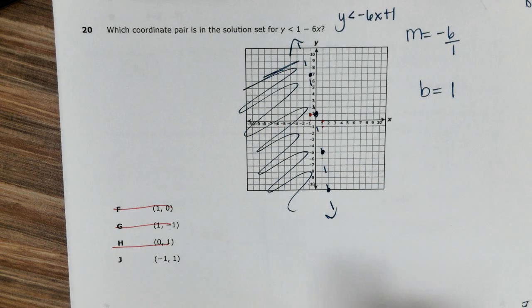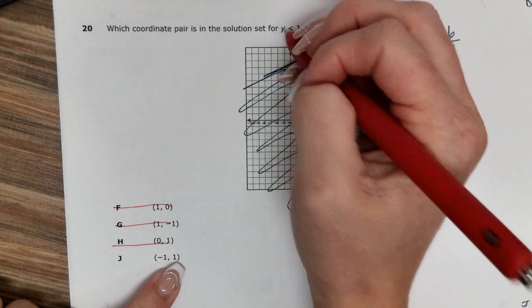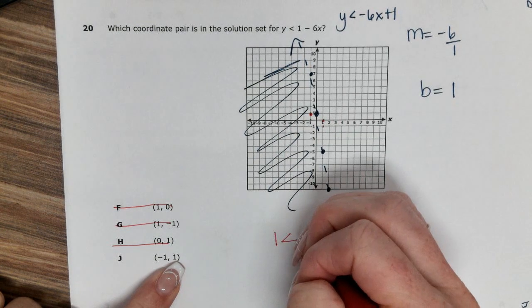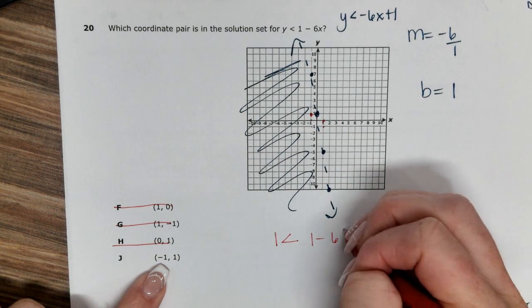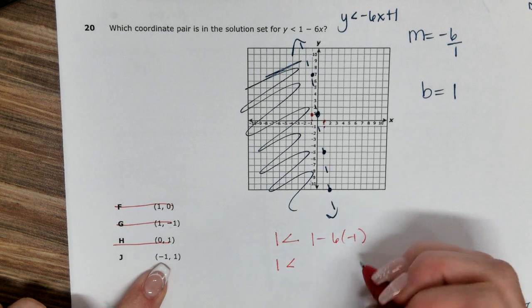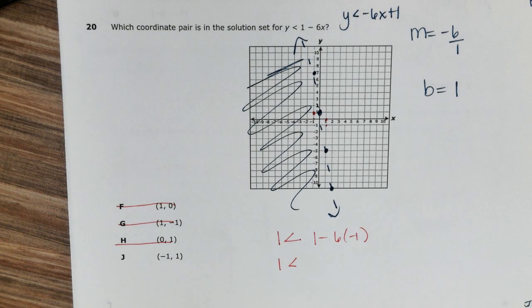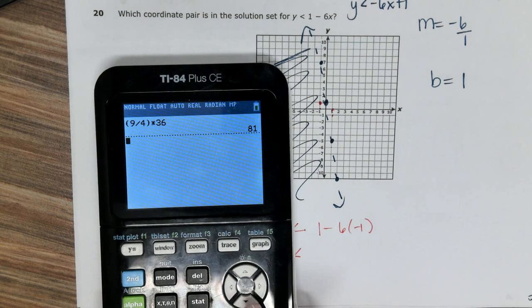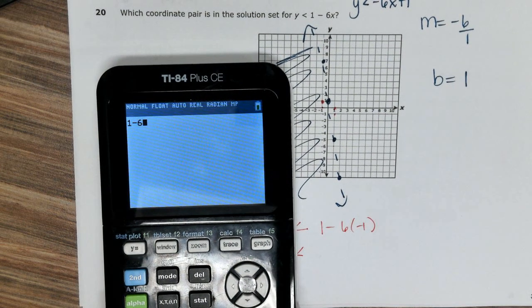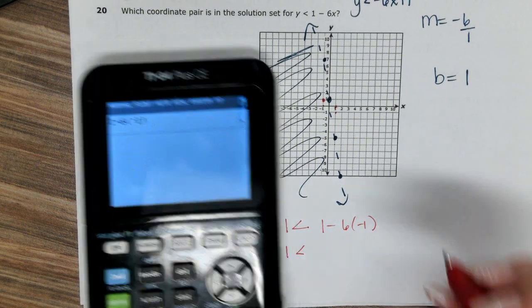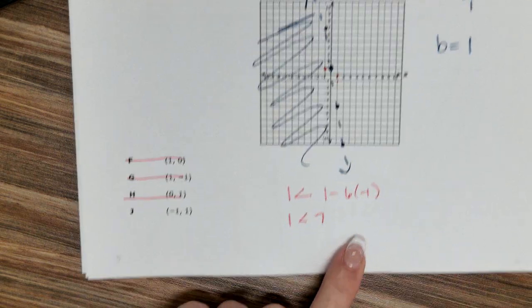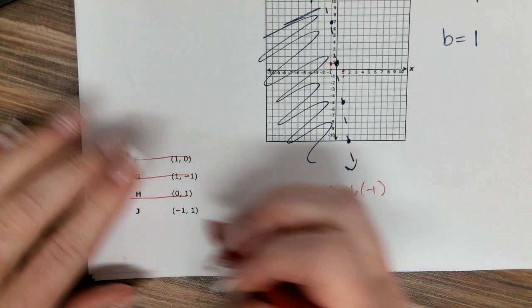Now, let's stop and check it. Because if this is a CBA, I'd be checking it. And I would say, is 1 less than 1 minus 6 times x? Is 1 less than, and I'll put it in my calculator so I don't mess up, 1 minus 6 times -1. Is 1 less than 7? Yes, so I got it right.